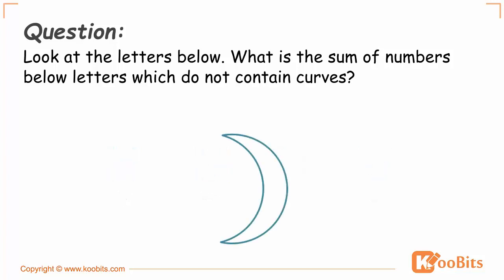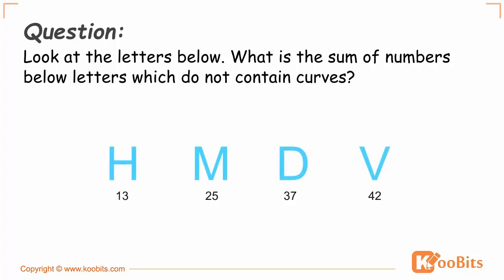Let's use this figure to find out. This figure is formed by two curves. This is one curve, and this is the other curve. Do you understand? Once we have chosen the letters which do not contain curves, we will have to pay close attention to the numbers found below those letters. With those numbers, the question asks us to add them up to find the sum.